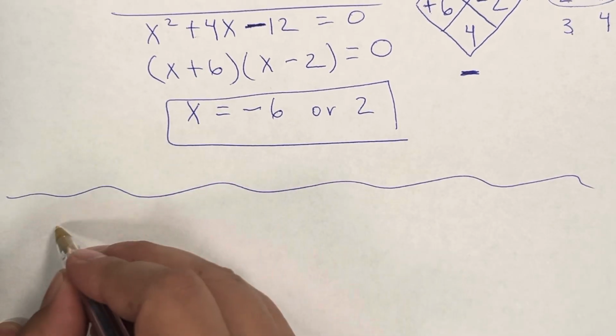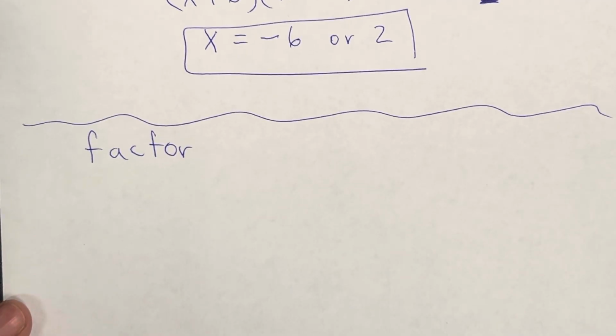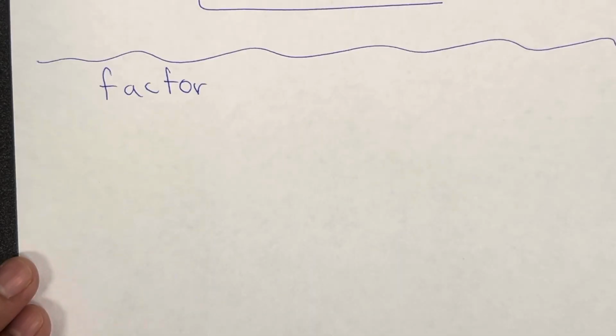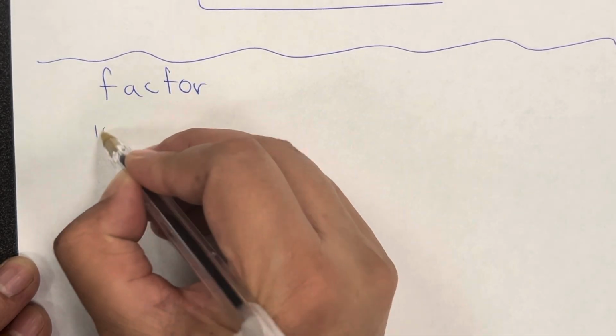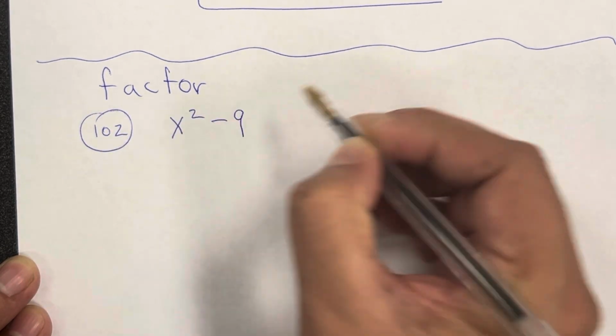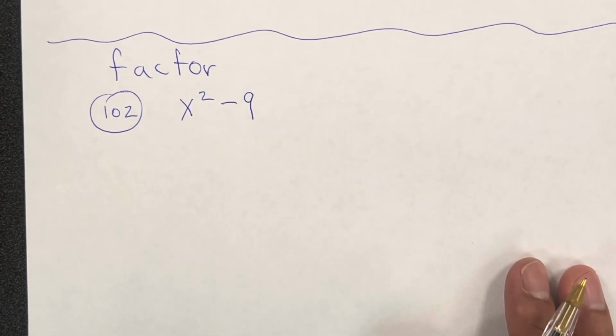For the next section, we're going to factor, but these are one of those special squares. We have difference of squares and we have perfect squares. So x squared minus 9. Factoring means we're not going to find the value of x.